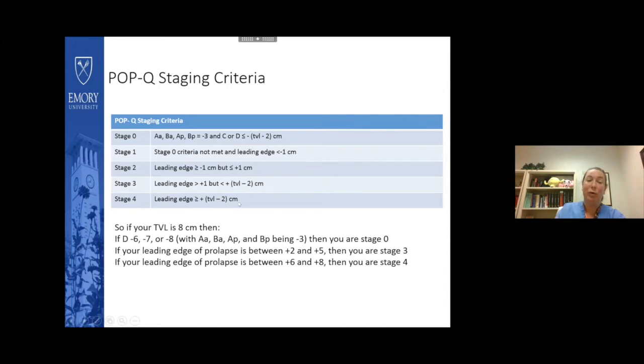And then if you're at stage 4, you are somewhere beyond 2 minus vaginal length. So just for example, your total vaginal length is 8 centimeters. If you have an 8 centimeter long vagina, if your D point is -6, -7, or -8, or your C point if you've had a hysterectomy, and the rest of these numbers are -3, then you are at a stage 0. If your leading edge of prolapse is between +2 and +5, then you're at a stage 3. Why? Because 8 minus 2 is 6. So that means that the leading edge is less than 6. It's between +1, like +1.5, to 6, but not equal to 6, because if you are at 6, 7, or 8, you are at stage 4.